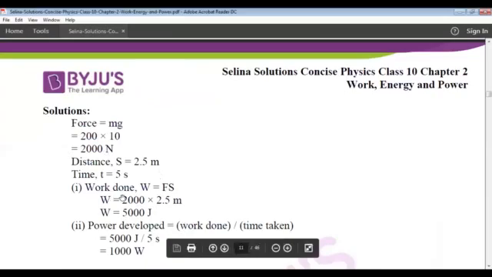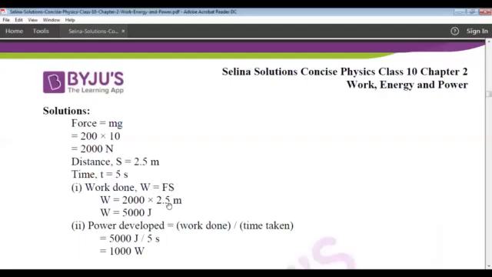So you need to find the work done first. Work done is force into displacement. Here displacement is in the direction of force. That is the reason we are using W = F × S. So W = 2000 × 2.5 meter. Therefore the work done is 5000 joules.